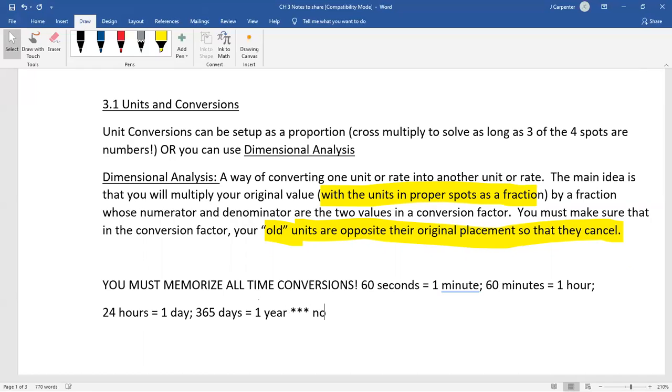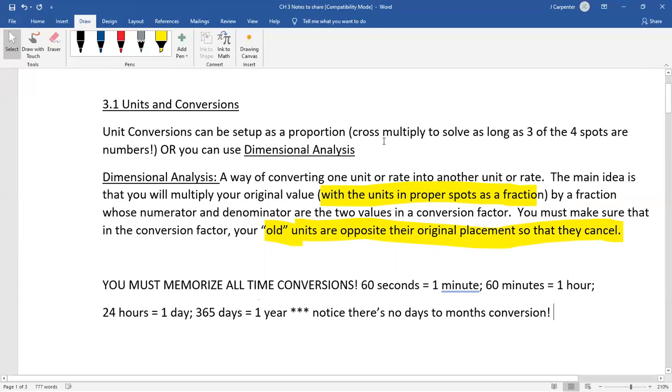Please notice there's no days to months conversion. Yes, there's also 12 months is a year, but I don't want to type that because you might think that, oh, well, I can go from days to months and then months to year, and you can't. Because how many days are in a month? Well, January's got 31, February's got 28 or 29, March has got 31, April's got 30, et cetera. So there's no consistent answer. So we should not be using the days in a month to convert to months because there's absolutely no consistency.